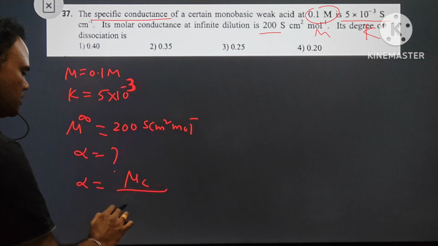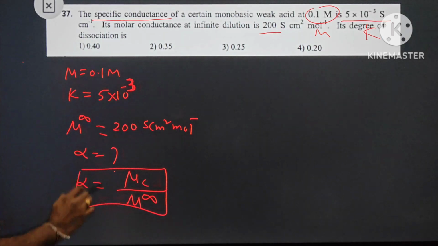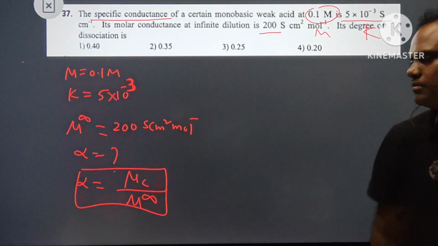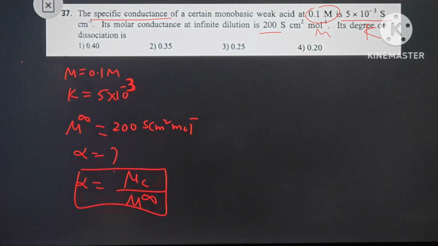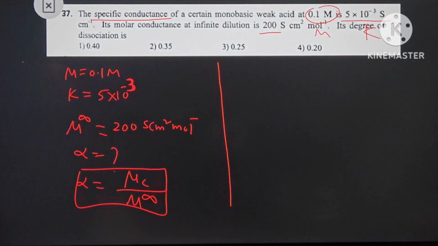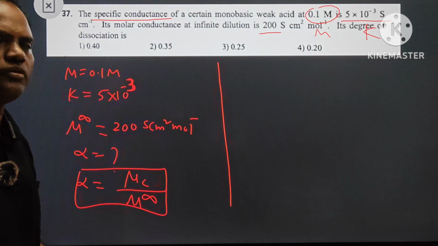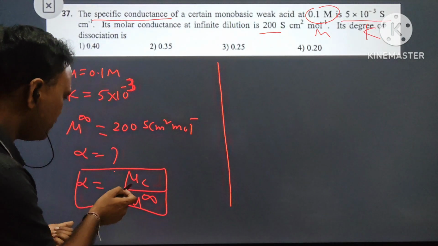Conductance at any concentration divided by conductance at infinite dilution: alpha is equal to mu c by mu infinity. In the last case we used the other form, lambda c by lambda infinity; here it is mu c by mu infinity. Tell me, do we know the molar conductance mu c? No, we don't know. We know molarity and we know specific conductance, but we don't know mu c.